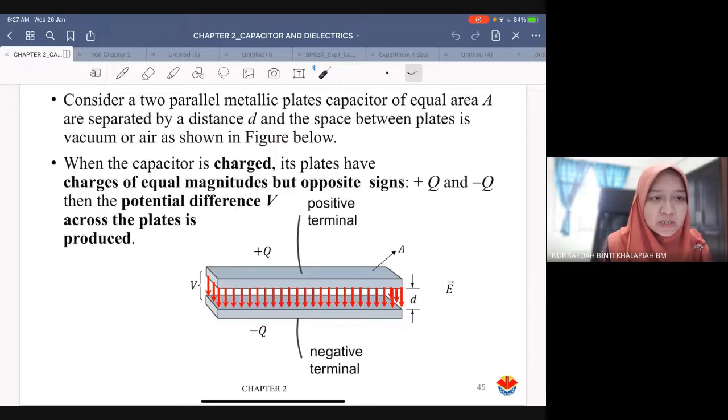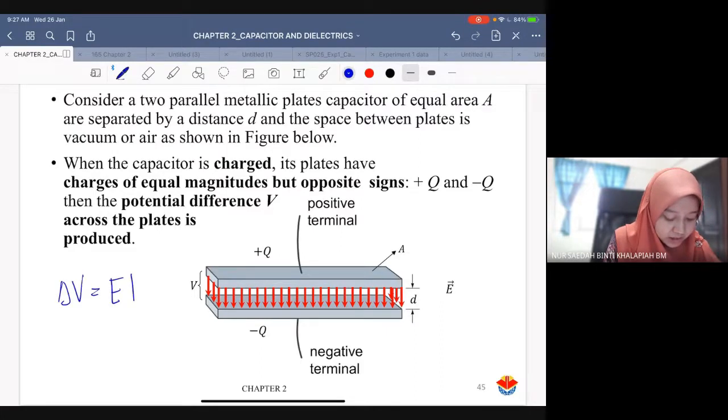Okay, satu plate akan ada negative charge, satu plate lagi adalah positive charge sebab electrons keluar daripada plates tersebut, so meninggalkan cuma proton sahaja di situ. So sebab tu plates tu menjadi positive charge. Okay, then they have potential difference. So ada nilai potential difference delta V across the plates produced kan. Kita tahu formula untuk parallel plates dalam chapter 1, delta V equals E D. Here is the formula for capacitor for our parallel plate.